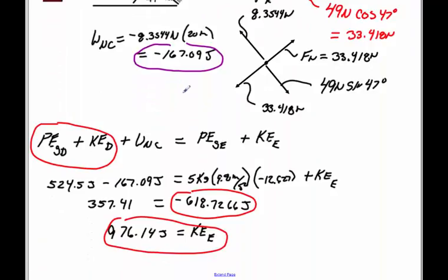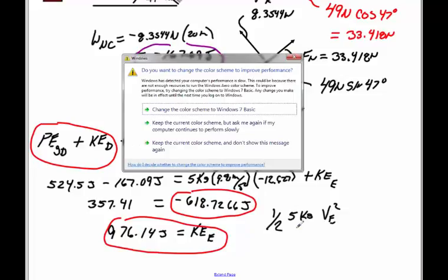Now, if I want to find the velocity here, I go back and use the kinetic energy equation: 1/2 times my mass, 5 kilograms, times the velocity at E squared, set equal to the kinetic energy. I multiply that value by 2, divide by 5, and take the square root of that, and that's going to give me the velocity at E.